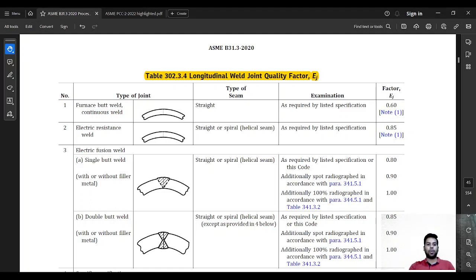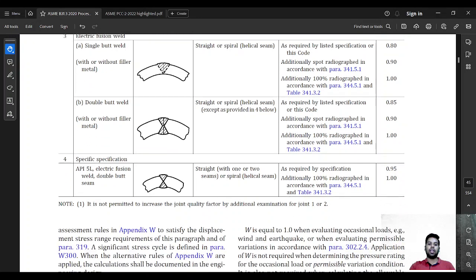If you have furnace butt weld, continuous welding, straight seam, then the joint quality factor is going to be 60%. Note 1 is the additional requirement that is given there. Electric resistance welding, 85%. Electric fusion welding, which is basically arc welding, okay? So single V butt welding, 80%. Spot radiograph, then it is 90. If 100% radiograph, then you can take this as 100%. Same thing with double V joints: 85%, 90% and 100%.